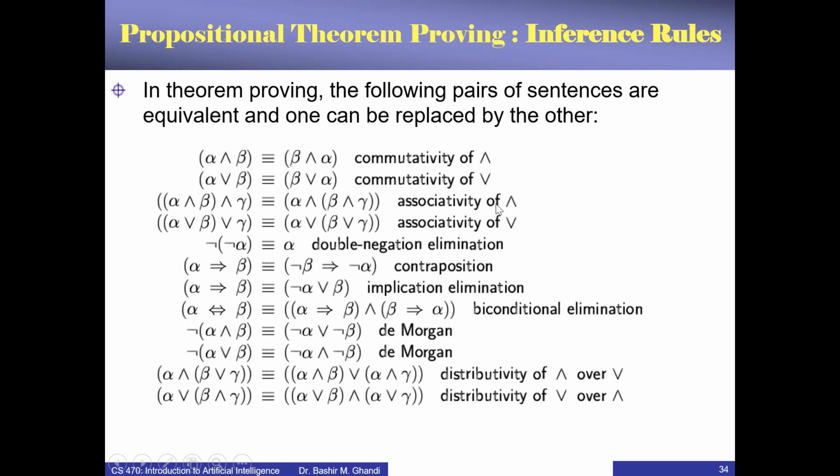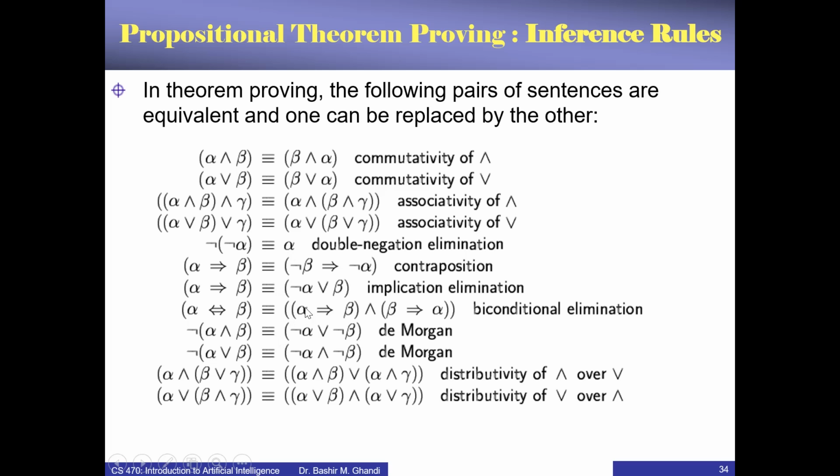And then there is associativity of AND. So alpha and beta, all AND gamma, is the same as alpha and beta and gamma. And similarly there is associativity of OR. And then there is double negation elimination. Not not alpha is equivalent to alpha, so we can eliminate the nots. If you double negate any sentence, you're going to get the same sentence back.